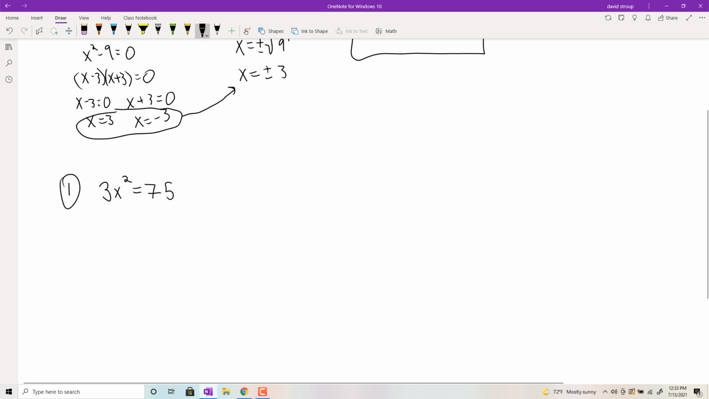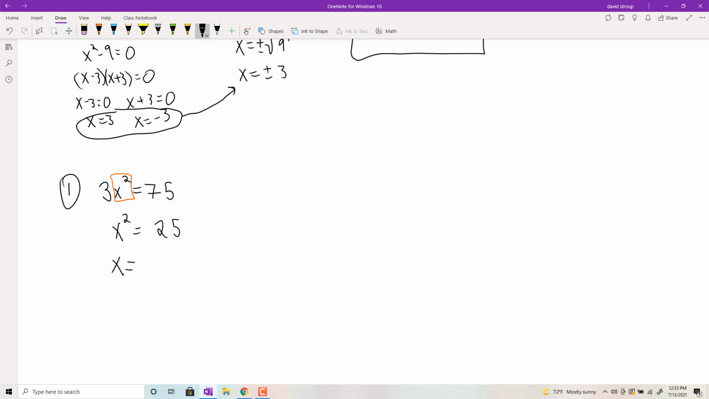3x squared is 75. So the first thing I need to do is isolate this x squared part. Okay, so I'm going to divide both sides by 3. And then you could apply the square root property. Okay, let's look at another one.